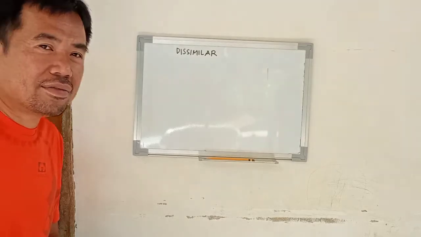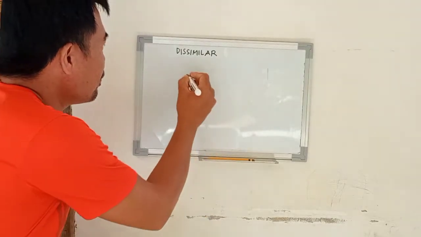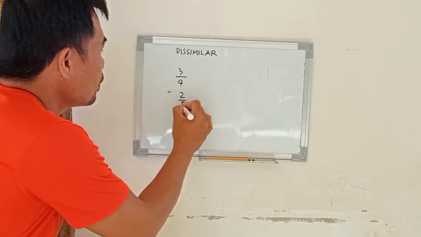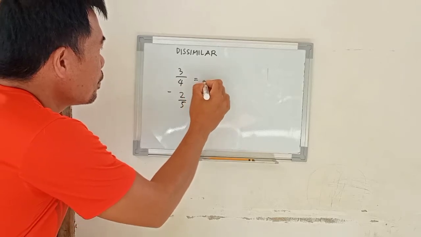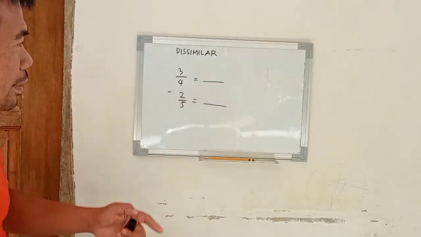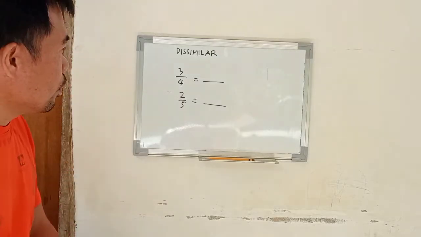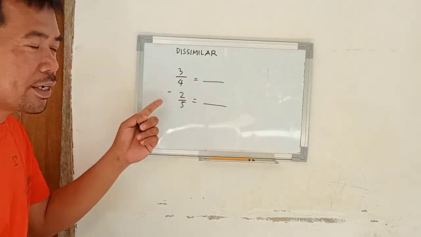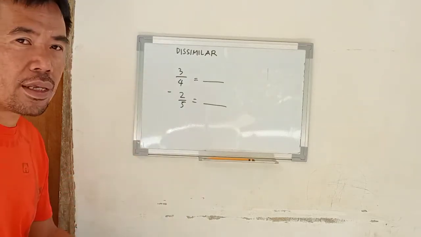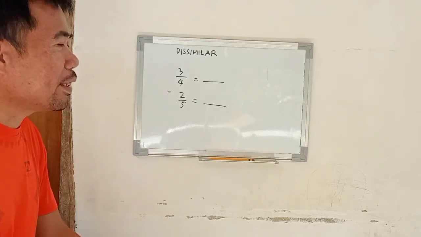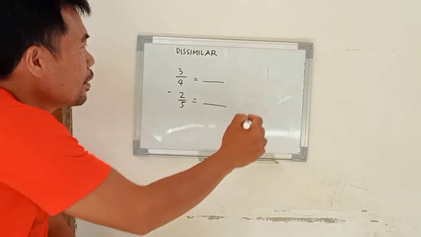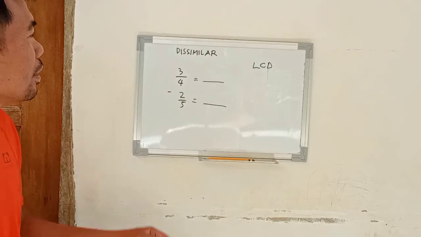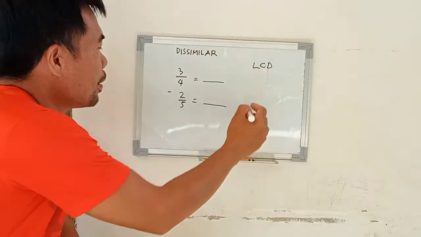So next is the dissimilar fraction. For example, we have 3/4 minus 2/5. As you can see, the two fractions have different denominators. So in order to solve the dissimilar fraction, we need first to convert this into similar fractions by finding its LCD, or least common denominator. So our denominators are 4 and 5.